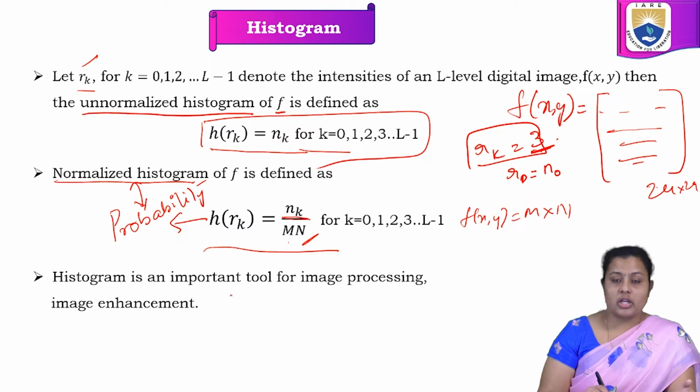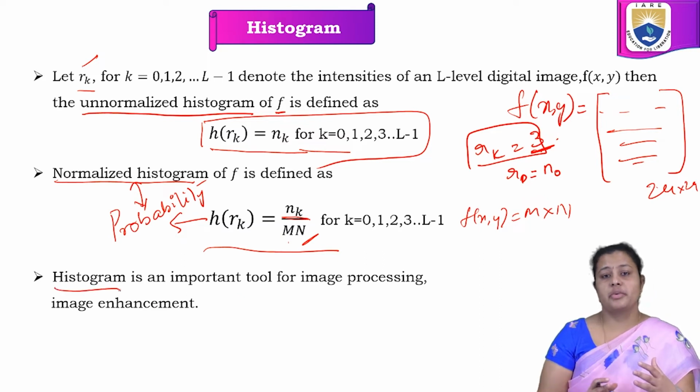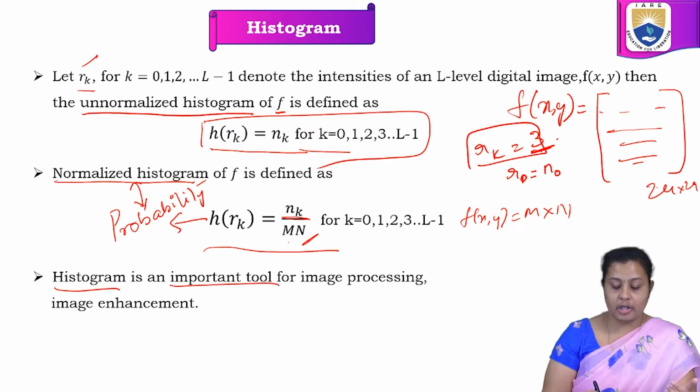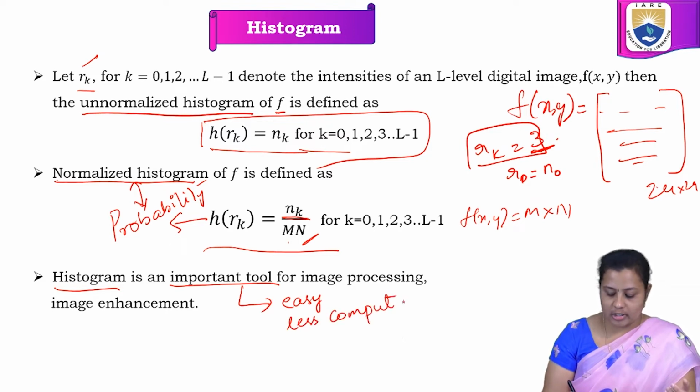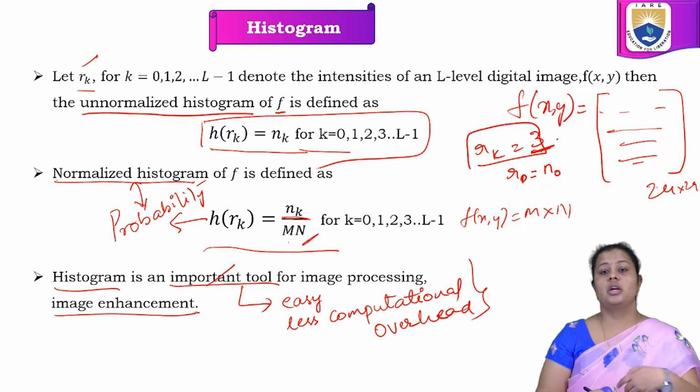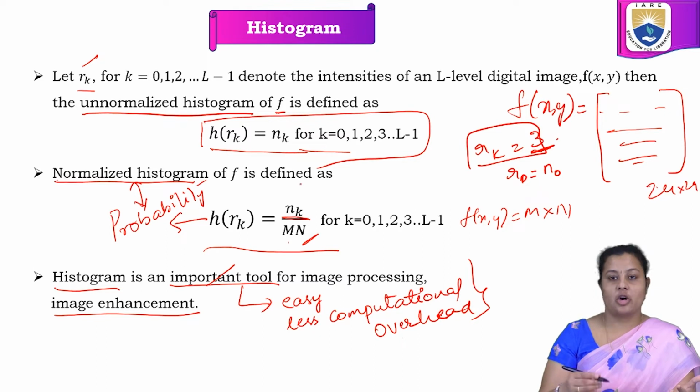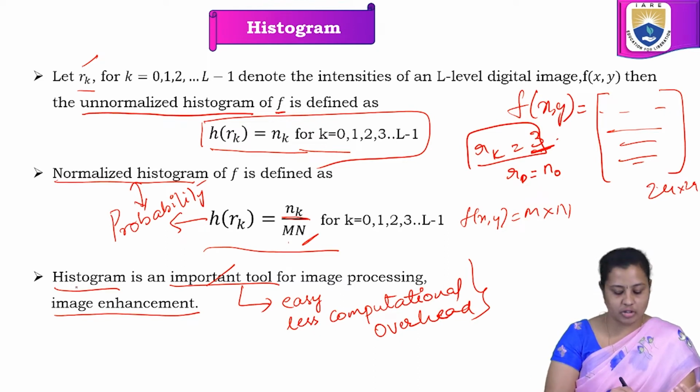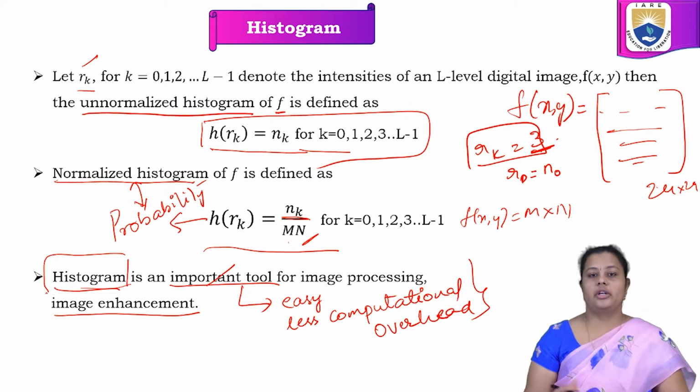So why are we going for the histogram? Basically, the histogram is very easy to compute. It is an important tool because it is easy to compute and less computational overhead is observed. Because of these two reasons, it is an important tool, and using this we are able to achieve image enhancement. It is a very easy task of counting how many pixels have the same intensity value. So the histogram is a very important tool that we are going to use for image processing techniques.